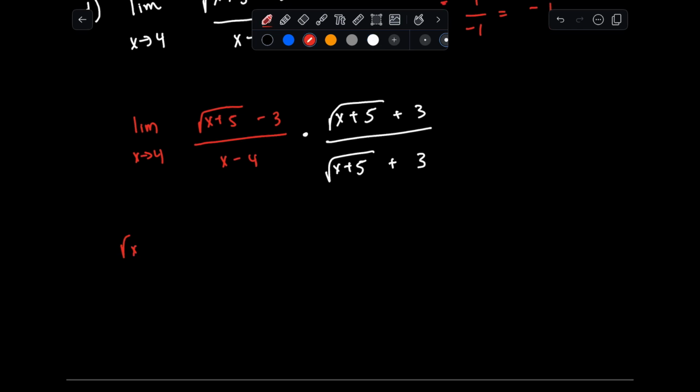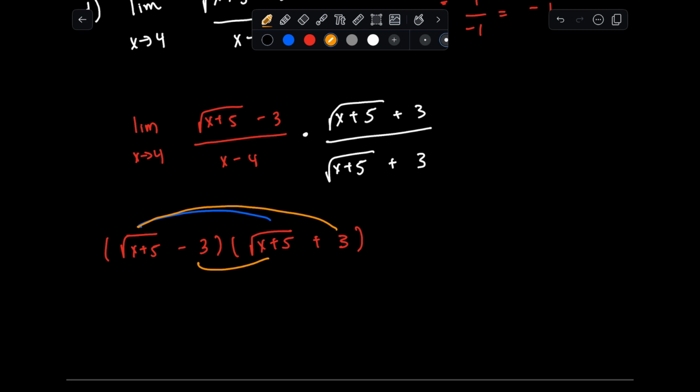We have the square root of x plus 5 minus 3, and it's being multiplied by the square root of x plus 5 plus 3. And so now we can go ahead and just use FOIL to simplify this expression. And so we'll go ahead and multiply this times this. And let's use another color to show this multiplication right here, and to show this multiplication right here, and then finally this one.